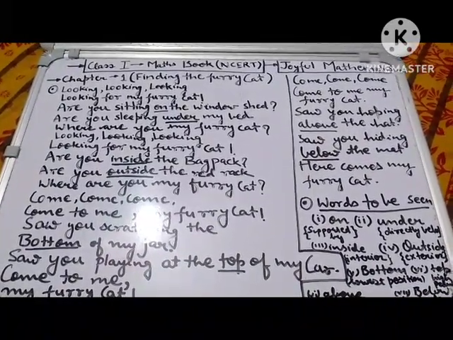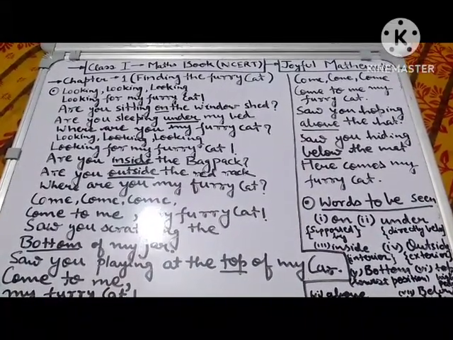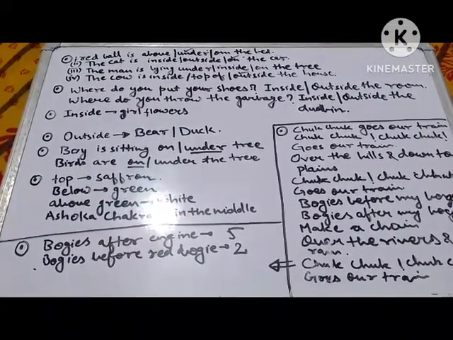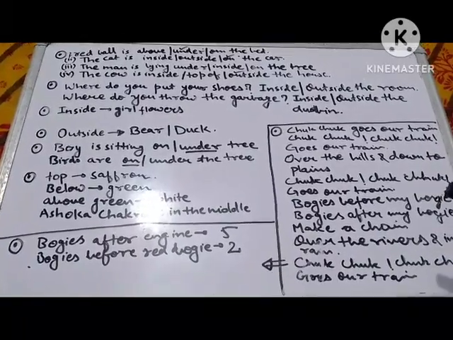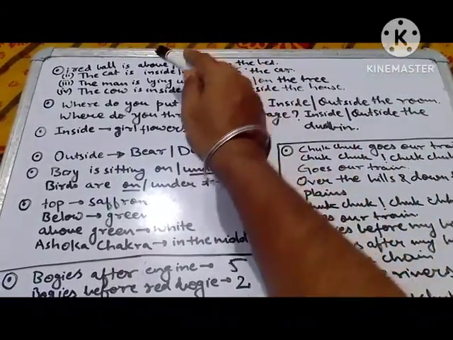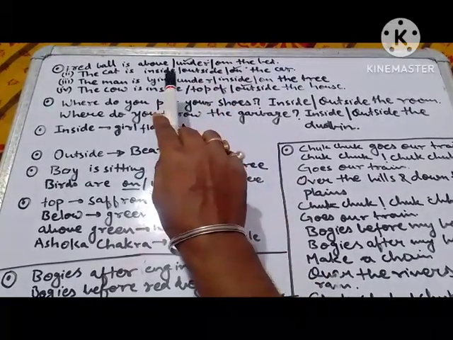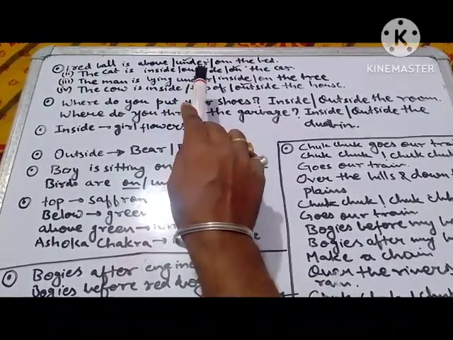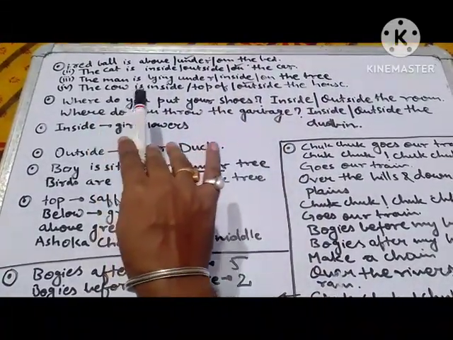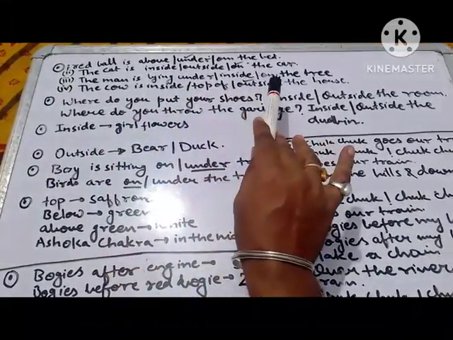So we will see other parts of this chapter now. In the same chapter, there are various figures related to the poem. With the help of that poem, we have to mark the correct word in these lines. So the first line was, the red ball is above, under, or on the bed. From the figure it was clear that it is under, that is, below the bed. So it is under. The cat is inside, outside, or on the car. So the cat is on the car.